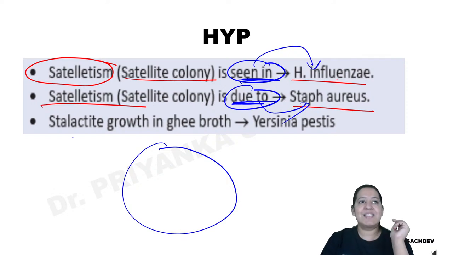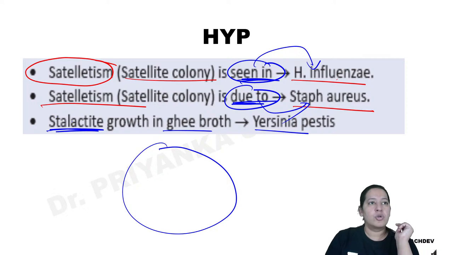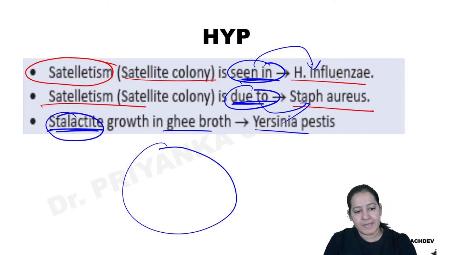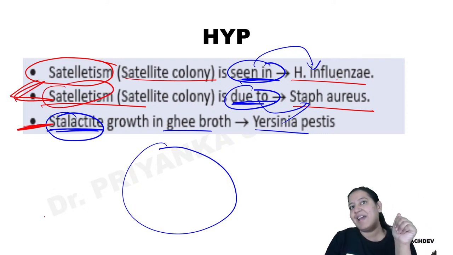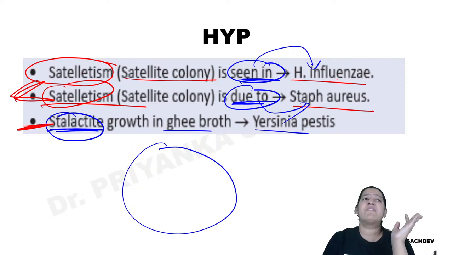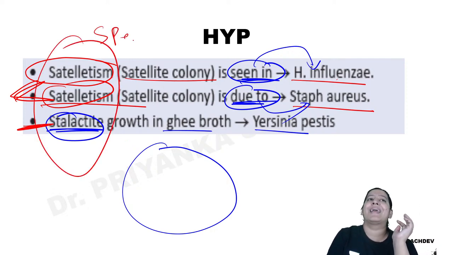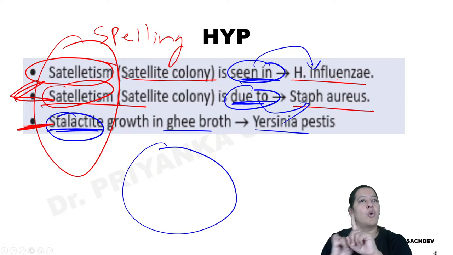That is the thing. And stalactite growth is seen in ghee broth, it is Yersinia. So don't get confused. Ye satellitism hai aapka. See the spelling. This is satellitism and this is stalactite growth. Spelling alag hai. So don't get confused. Students always have confusion in these terms because of the spelling. Spelling thoda sa same hai na. So don't get confused.